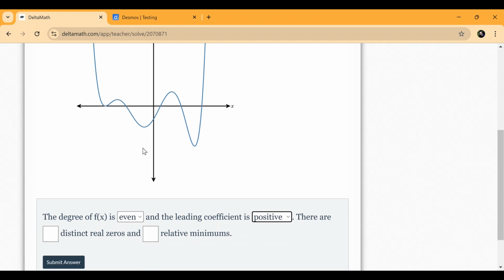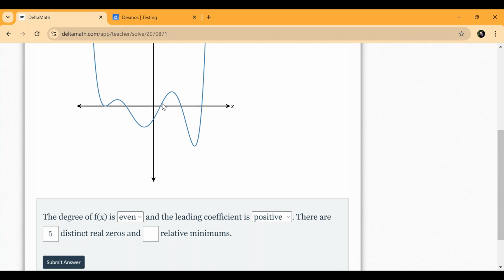How many distinct real zeros are there? 1, 2, 3, 4, 5. Now, why would we only have 5 real zeros if on the last one we had 6 and we thought this also had a degree of 6? Notice this one right here. The graph bounces off. Remember, that means that there's a multiplicity of 2 there. That particular zero would actually count as 2 of the solutions or 2 of the zeros.